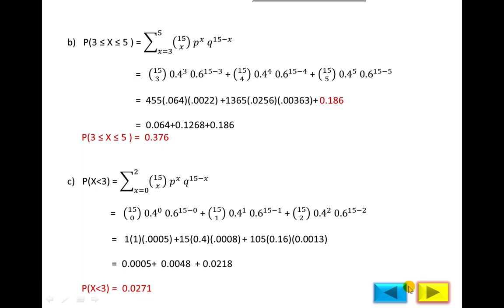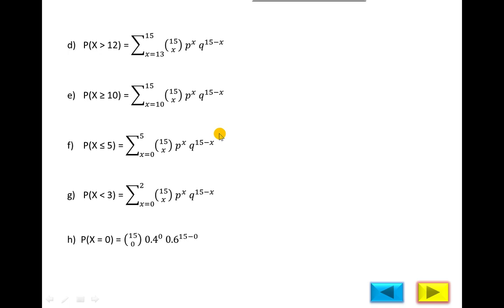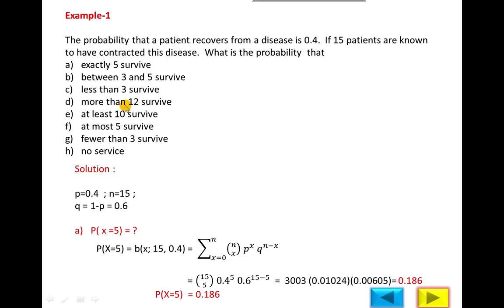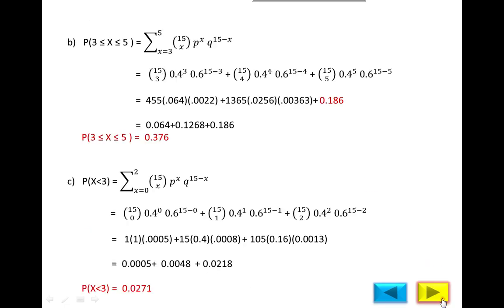Okay. Next part, more than 12 survive. More than 12 means from 13 to 15. Greater than 12 means from 13 to 15, because the maximum number of patients is 15. It will start from 13, and the last will be equal to 15. Substitute here different values of x one by one, same as the previous part. First substitute 13, plus sign, then 14, then 15. Simplify, and you will obtain the probability of more than 12 patients surviving.